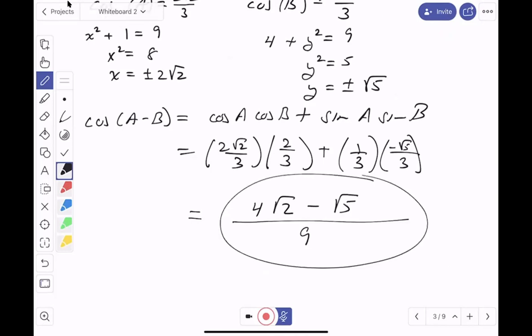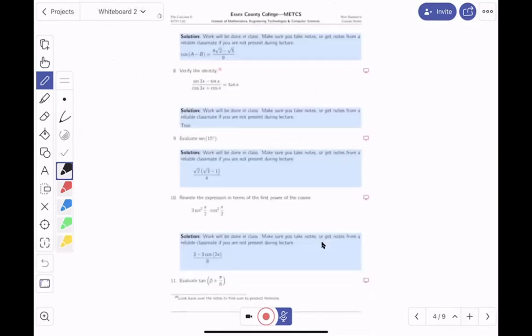Do mistakes happen? Of course they do. So again, I keep repeating over and over again, this is why you want to make some attempt to look at the answers and verify that what we're saying is in fact true. All right, so we just did number 7. The answer's on the following page. Make sure you get the same answer, which is 4 root 2 minus 5 over 9.